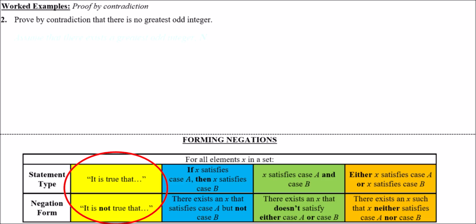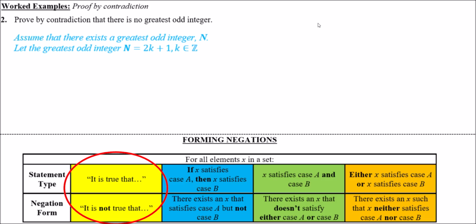So, assume that there exists a greatest odd integer. Again, I'm going to call it big N. Let the greatest odd integer, n, equal 2k plus 1, such that k itself is an integer. This is a representative of an odd number.